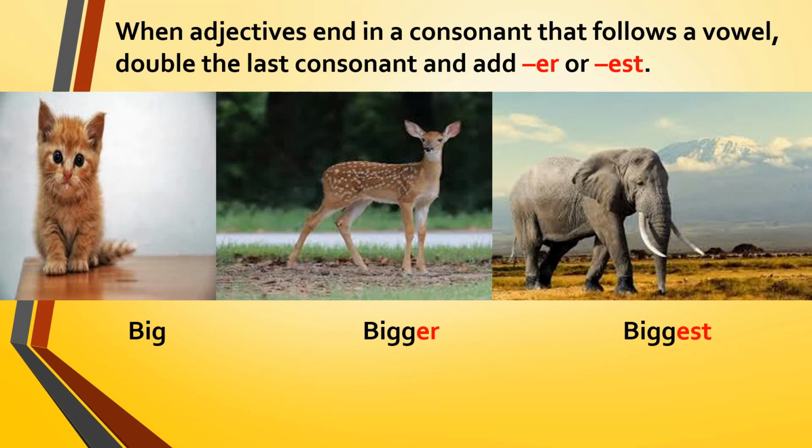The adjective big ends with a consonant that follows a vowel I. So we know that for the consonant G, we double it and add ER for comparative degree and EST for superlative degree. Another example, fat, fatter, fattest. Fat is positive degree, fatter is comparative degree, fattest is superlative degree.